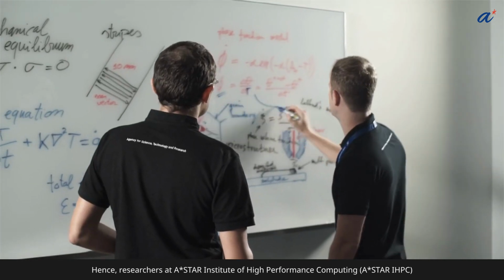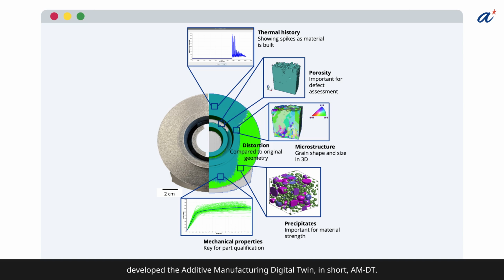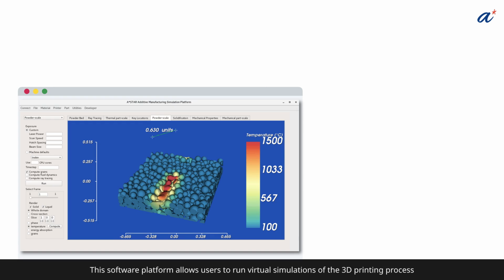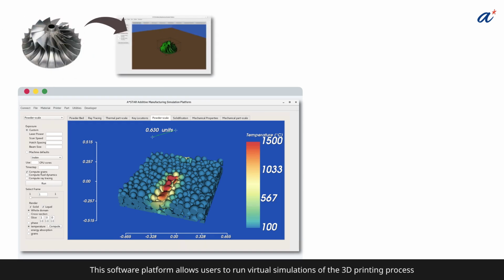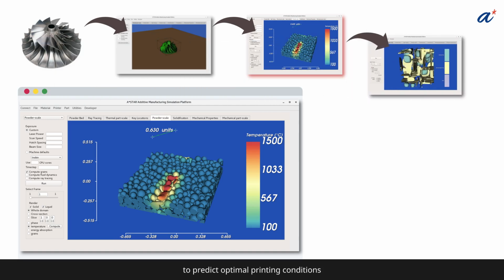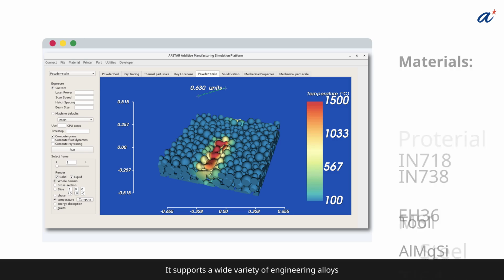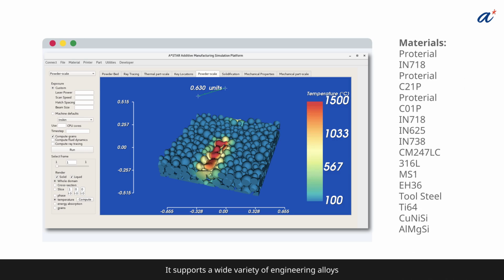Hence, researchers at A*STAR Institute of High Performance Computing developed the Additive Manufacturing Digital Twin, in short, AMDT. This software platform allows users to run virtual simulations of the 3D printing process to predict optimal printing conditions, saving time, cost, and materials. It supports a wide variety of engineering alloys, including nickel-based, steels, titanium-based, copper, and aluminum.